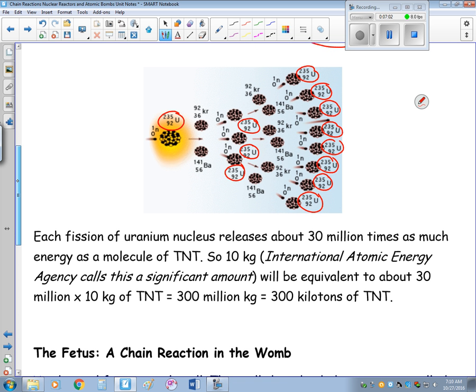Now, each fission of a uranium nucleus releases about 30 million times as much energy as a molecule of TNT. So in other words, 10 kilograms, and this is with the International Atomic Energy Agency, the IAEA, they call that a significant amount. So 10 kilograms of uranium-235 is equivalent to about 30 million kilograms of TNT, or 300 kilotons of TNT. So it's a lot of energy.